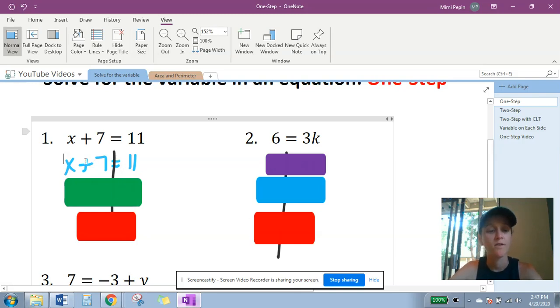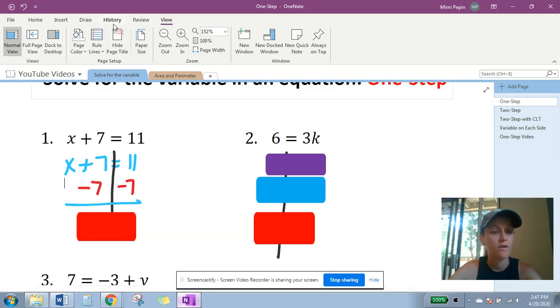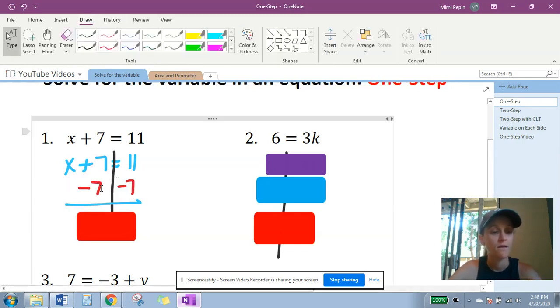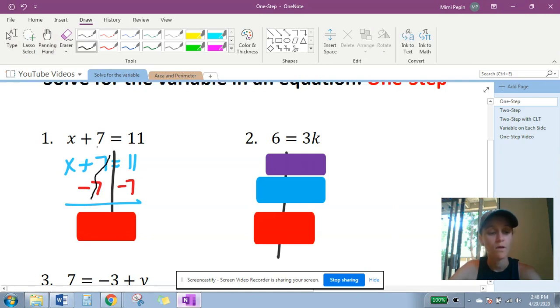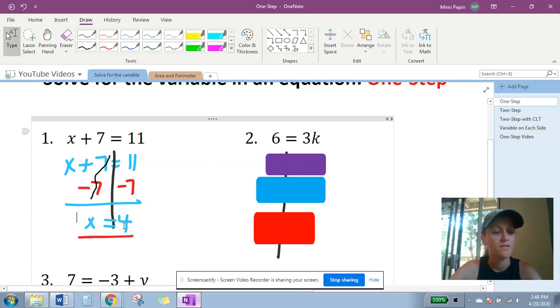So remember the opposite of adding 7 would be negative 7 because we want to make a zero pair. So if we have positive 7 and negative 7, that's going to be 0, so those cancel. And then we're just left with x equals 4 because 11 minus 7 equals 4.